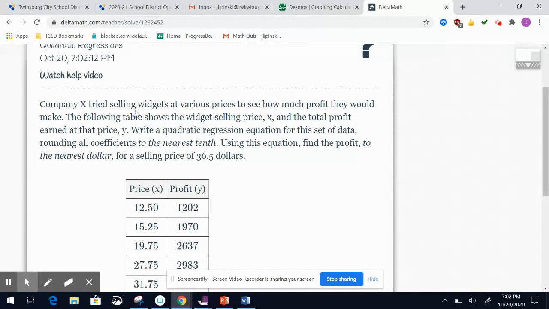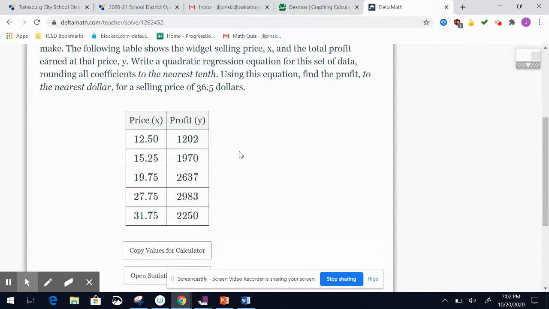Okay, company X tried selling widgets at various prices, see how much profit. You have to make sure you pay attention to what they're asking you to do and what to round to. Write a quadratic regression equation for this set of data, rounding all coefficients to the nearest tenth. You have to round correctly. Okay, so when we write this equation down, we have to make sure that you round to the nearest tenth.